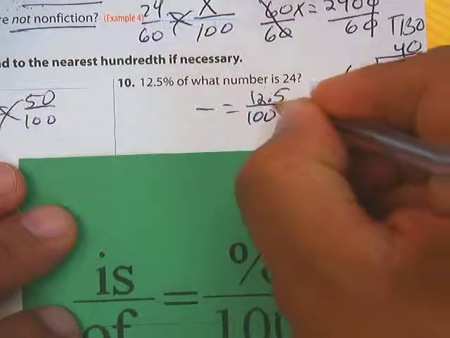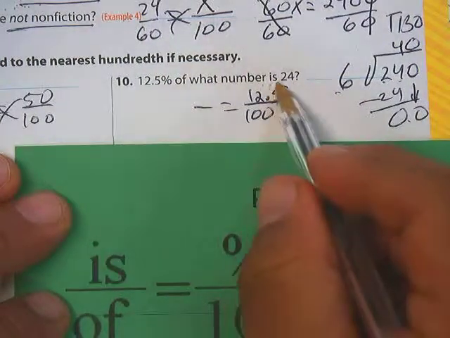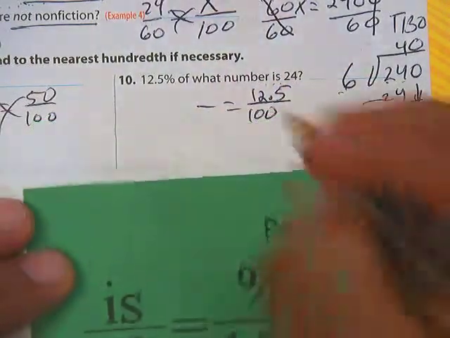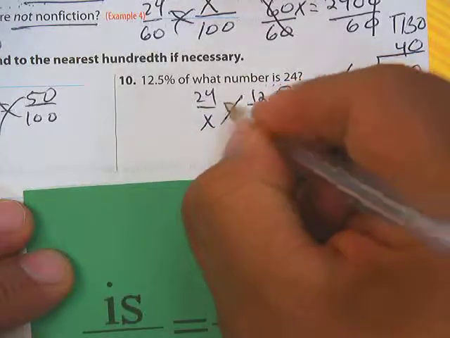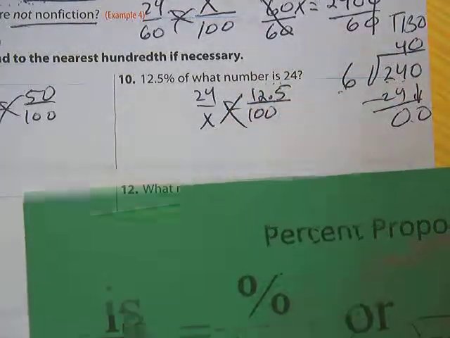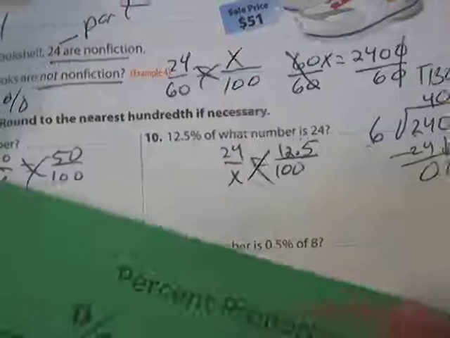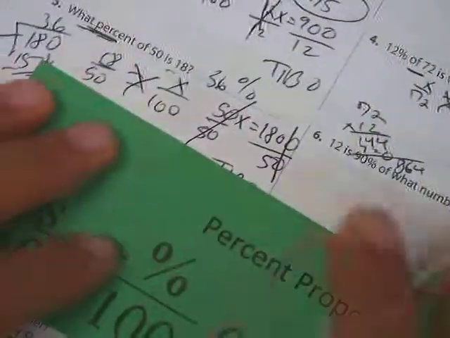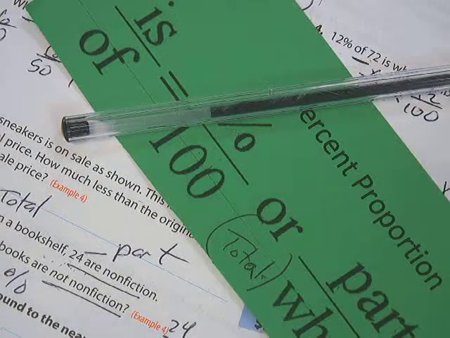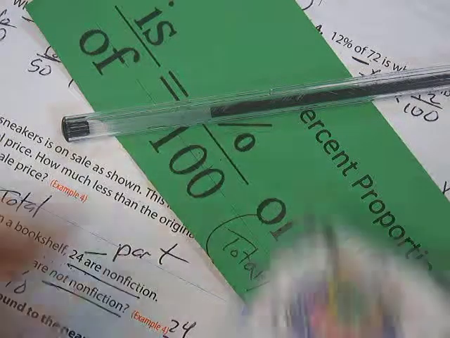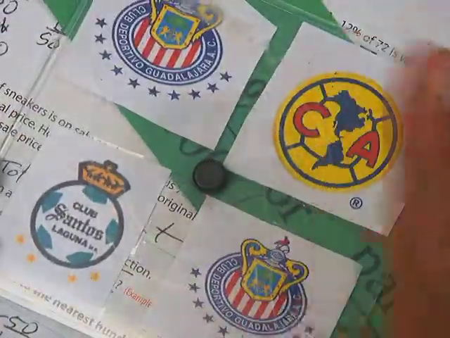Next one here. Where's the 100? 100 is always here. Do they give you a percent? They actually do. That goes over the 100. 12.5. And then is 24. Oh, is on top. x, cross multiply. And hopefully this will help you figure this out.